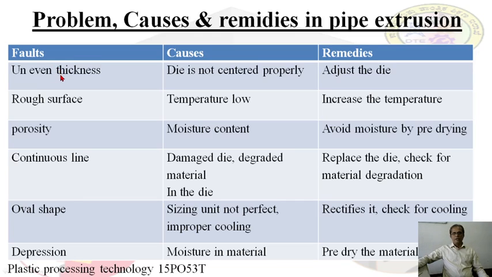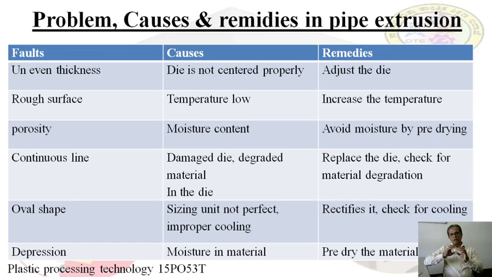Commonly, there will be a problem called uneven thickness. The wall thickness of the pipe may not be the same. If you cut a pipe and observe the wall thickness, if it is the same when you measure at different points, then we say this is the best quality product.